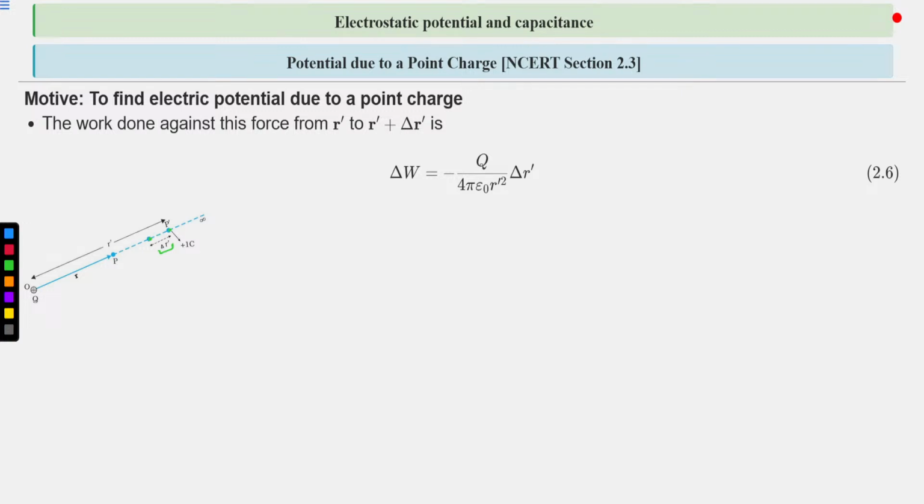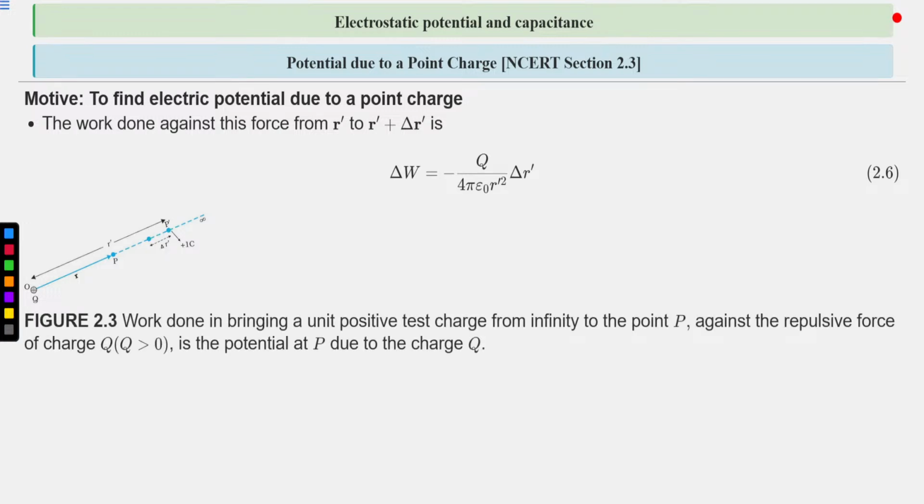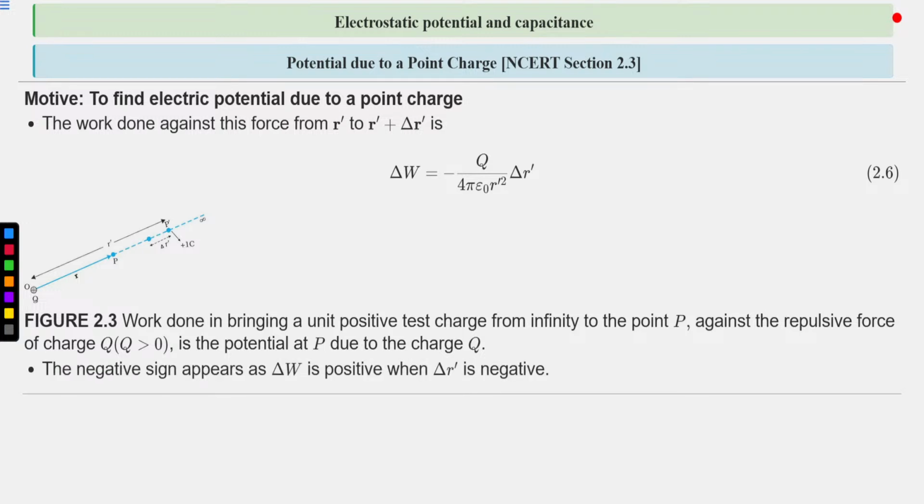Why is there this negative sign? Because we are moving against the electrostatic force. And also, when delta r will be negative, work done will be positive. Yes, the negative sign appears as delta W is positive when delta r dash is negative. Why will delta r be negative? Delta r will be negative if we are moving towards this charge. Then final distance minus initial distance will be negative, meaning we are moving from here to here.